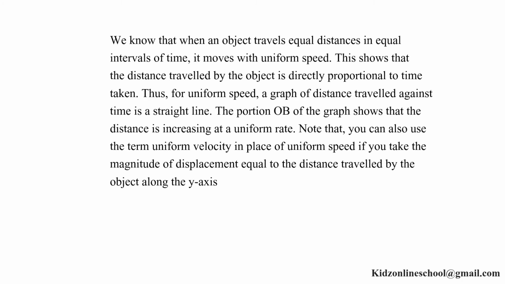We know that when an object travels equal distances in equal intervals of time, it moves with uniform speed. This shows the distance traveled by the object is directly proportional to time taken. Thus, for uniform speed, a graph of distance traveled against time is a straight line. The portion OB of the graph shows that the distance is increasing at a uniform rate. Note that you can also use the term uniform velocity in place of uniform speed if you take the magnitude of displacement equal to the distance traveled by the object along the y-axis.